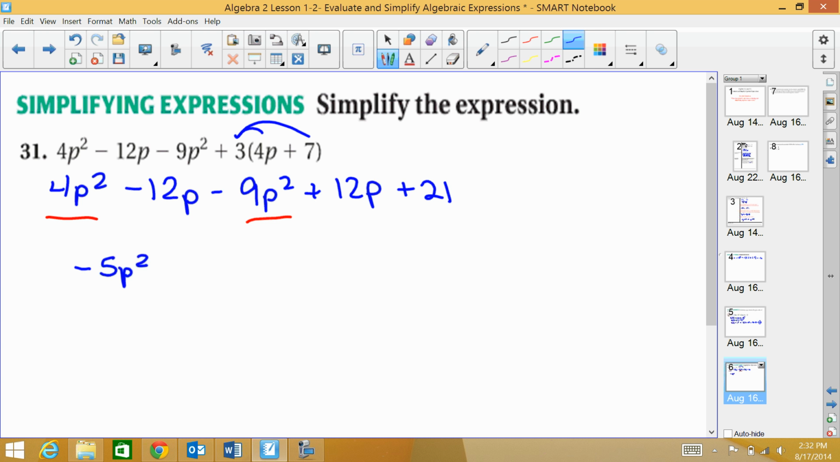Okay, then I'm going to go down to the p's. So I have negative 12p plus 12p. Well, those are just going to cancel out. And so then all I have left is plus 21. So this is going to be my final answer because I can't simplify any further because they are not like terms.